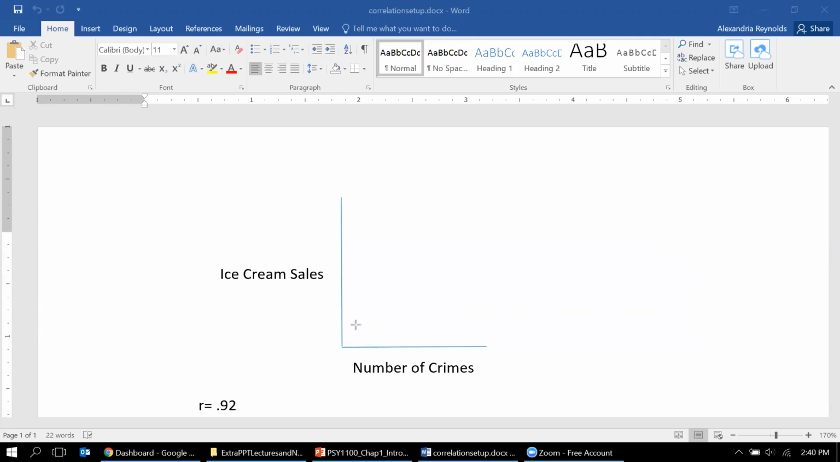I'm going to be very general about this. So every single point that we put on here, there we go, every single point is actually a data point, okay? So when we match it up, for every day, we look at ice cream sales, we also look at the number of crimes committed on that particular day. And every single little dot here represents an actual data point.